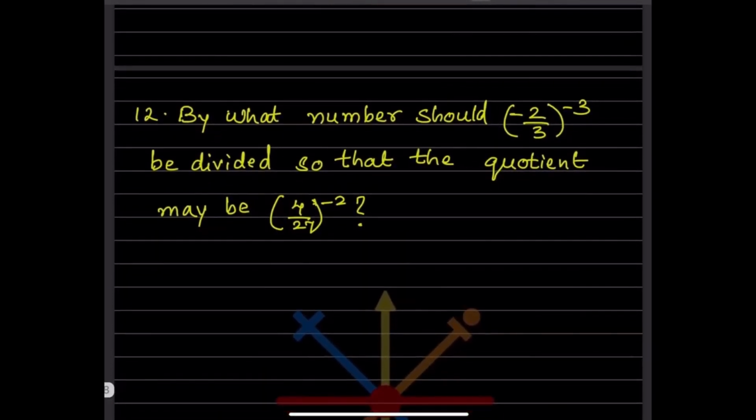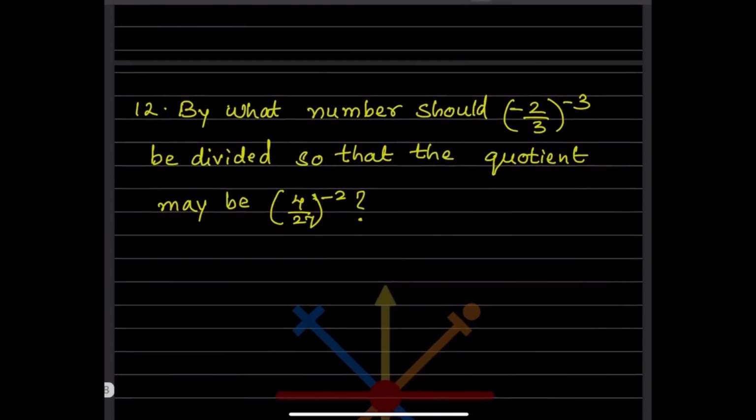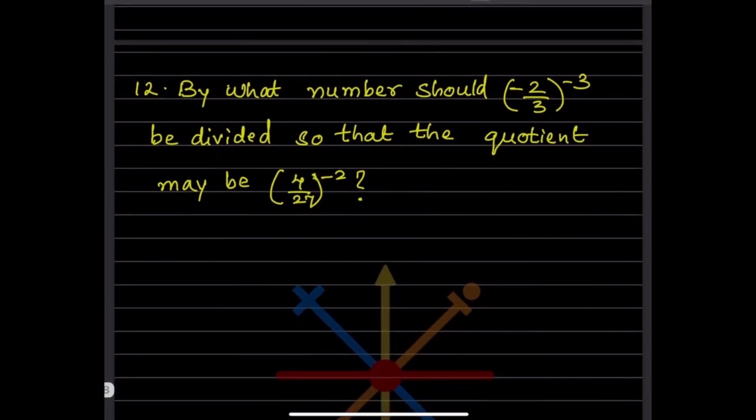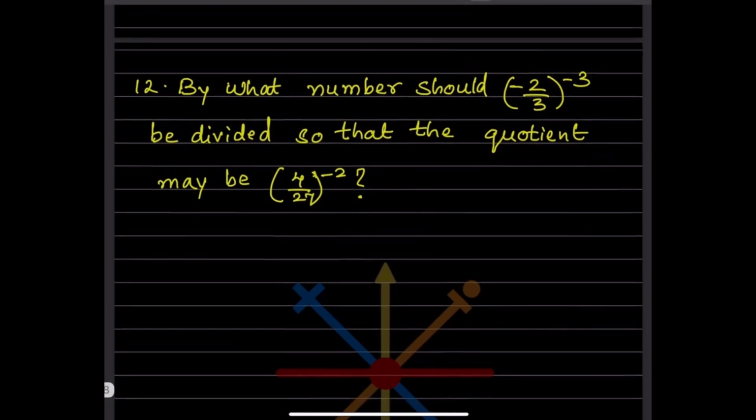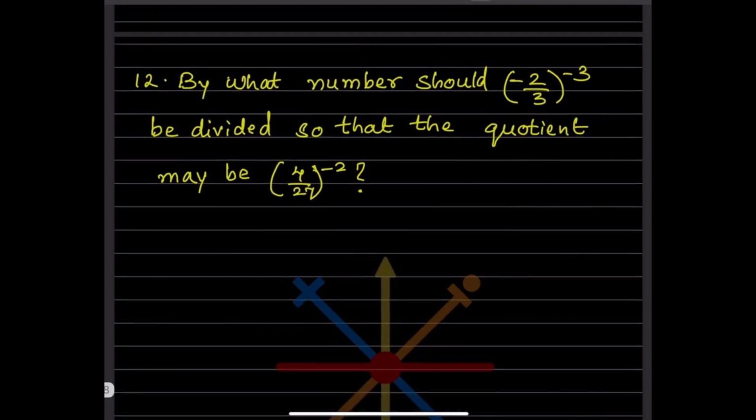Here they have asked, by what number should (-2/3)^-3 be divided so that the quotient may be (4/27)^-2. So the quotient is given over here. Again we will say, let the number be x.